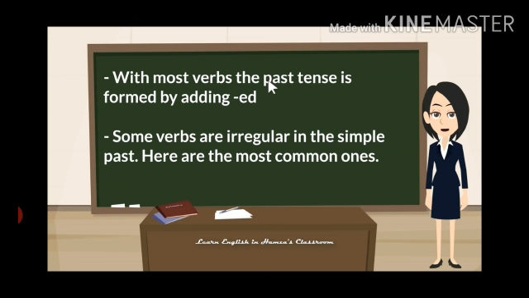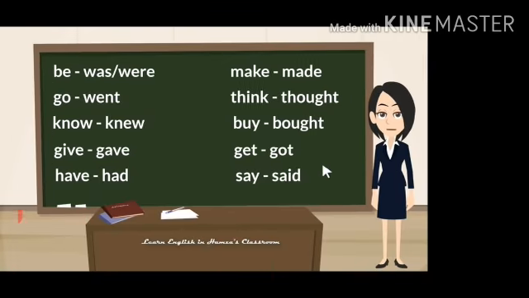Maksudnya beraturan, verb 1, verb 2, dan verb 3-nya itu ada penambahan ed. Verb satunya tanpa penambahan, verb 2 dan verb 3-nya itu penambahan ed. Okay. And for irregular, it means that irregular, tidak beraturan. What does it mean? It means that the form of verb 1, verb 2, and verb 3 is different. Jadi bentuk dari kata kerja kesatunya begini, kata kerja keduanya begitu, dan kata kerja ketiganya begitu. Pokoknya bentuknya tidak sama. Okay, here are the most common ones. Ini beberapa contohnya.